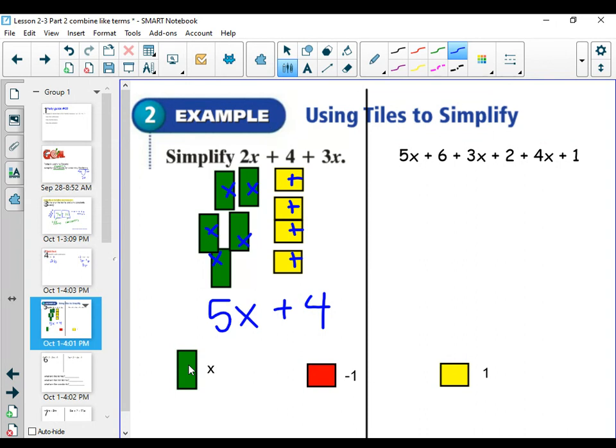Yesterday, I was drawing boxes or circles or triangles or rectangles, whatever you would like to do. I found all of the like terms.